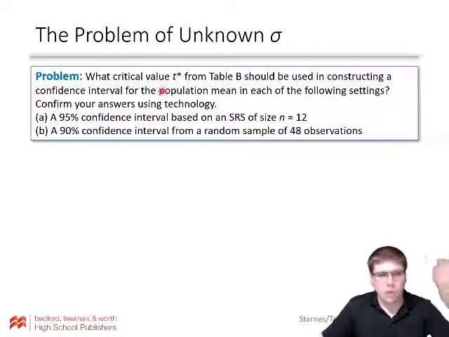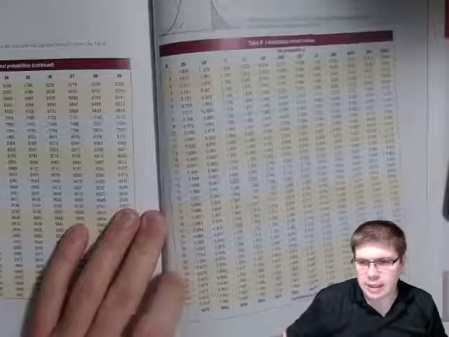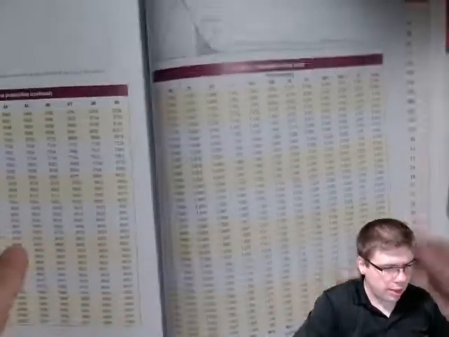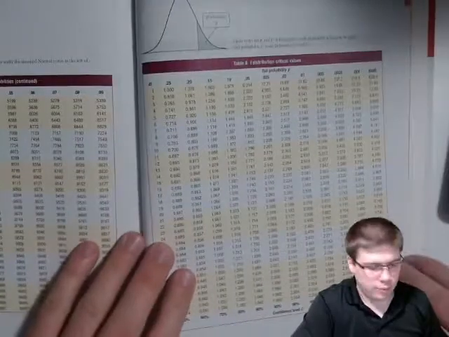So what critical value t star from Table B should be used in constructing a confidence interval for the population mean in each of the following settings? Confirm your answers using technology. You've got a table in the back of your book here, and I can give you a printout of this as well, but again, I don't recommend it.